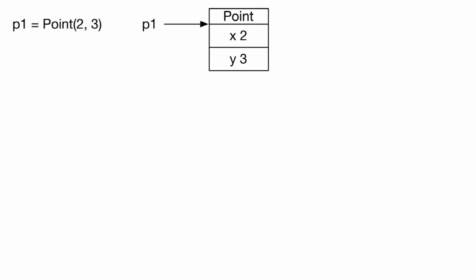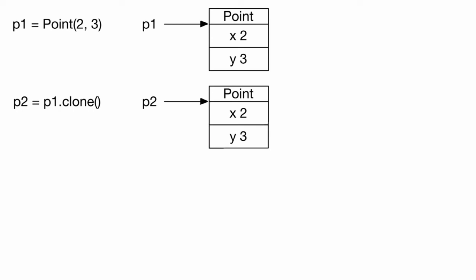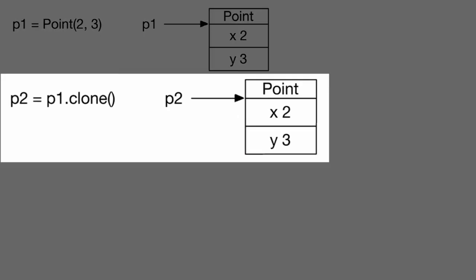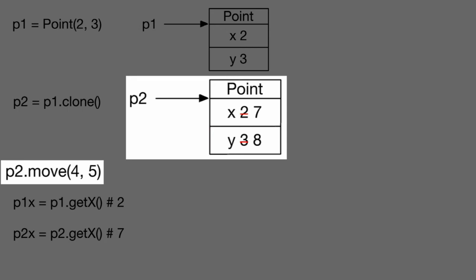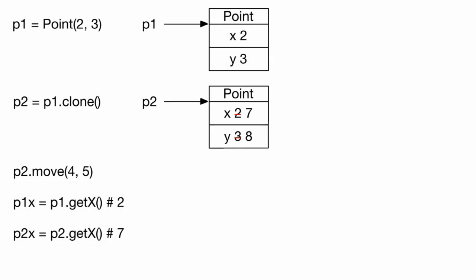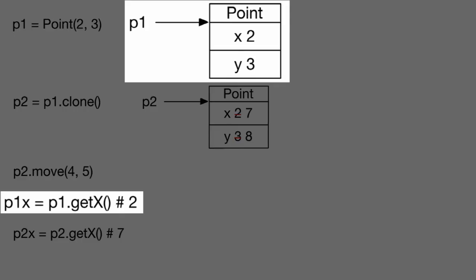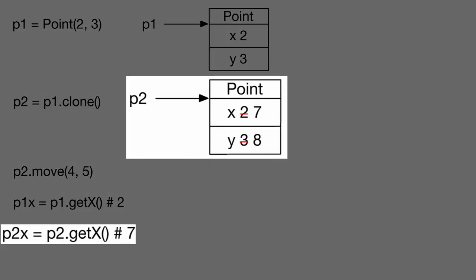Let's create p1 again. When we call the clone method using p1, we get a separate second point that has the same data as p1, and we've assigned that to the variable named p2. Now when we call the move method using p2, it mutates the point object that p2 refers to, but since p1 is a separate point, p1 does not change. We can check this by calling p1.getX and we get back 2. Calling p2.getX returns 7.